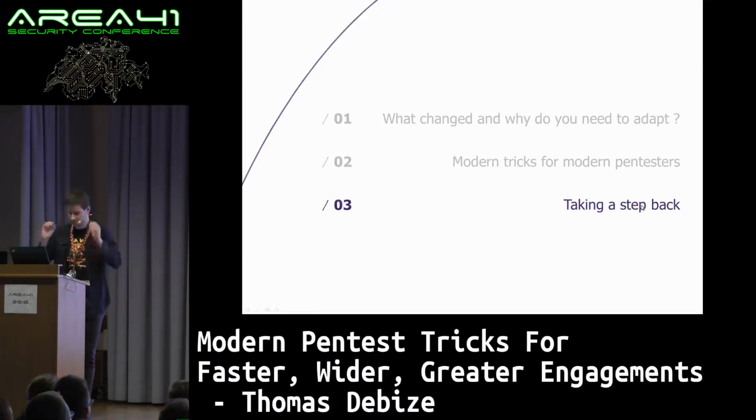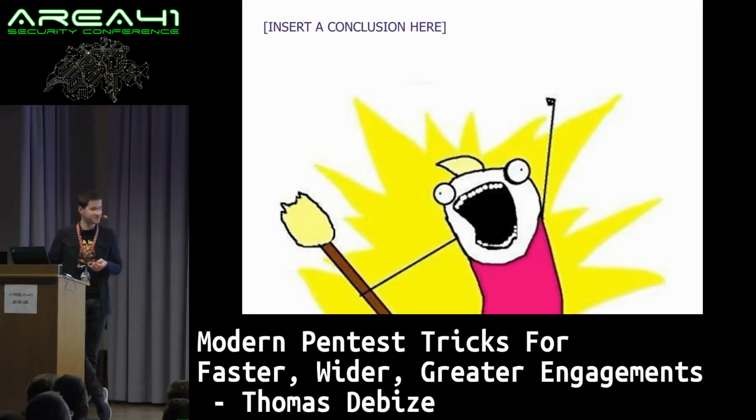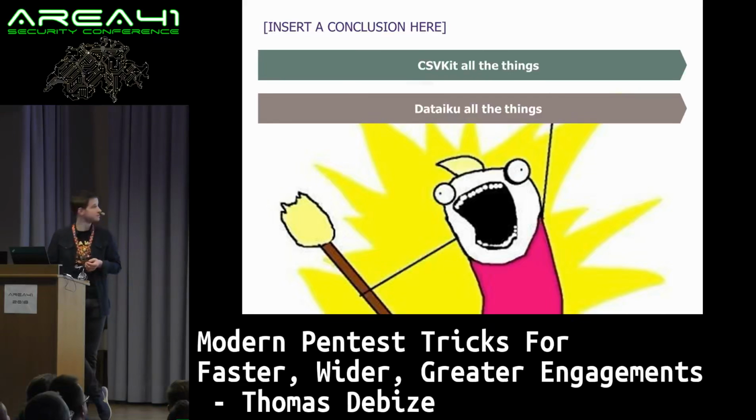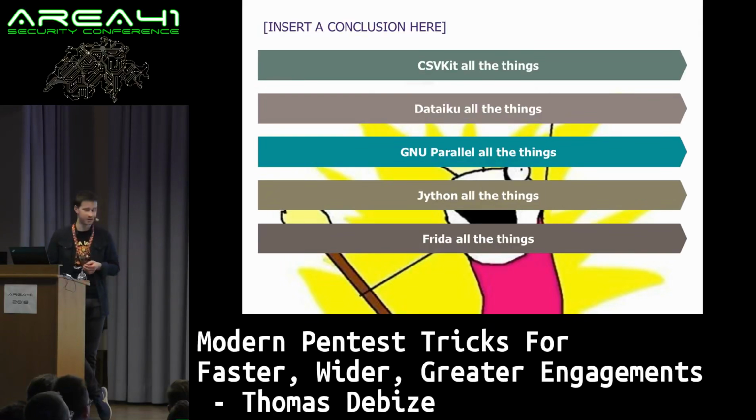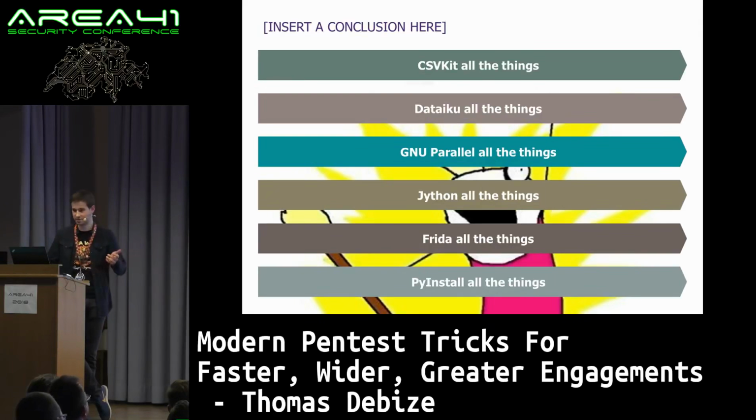Let's go back to the presentation. So with all these tricks, my final message is: CSVkit all the things, Dateutil all the things, GNU Parallel all the things, Jadx all the things, Frida all the things, and PyInstaller everything. Thank you.